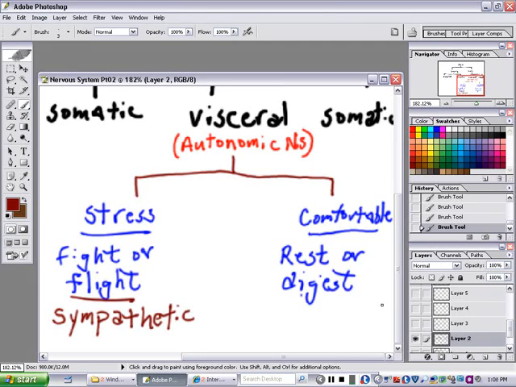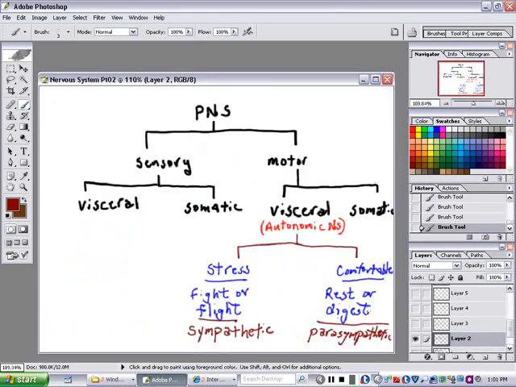And then if you're just resting and digesting, like right now, you aren't under stress. So what part of your autonomic nervous system is in control right now? The parasympathetic. Okay. And so those are our sympathetic responses that we talked about. I'm not going to talk about the parasympathetic ones because they're just the opposite. Make sense? Very good, very good.